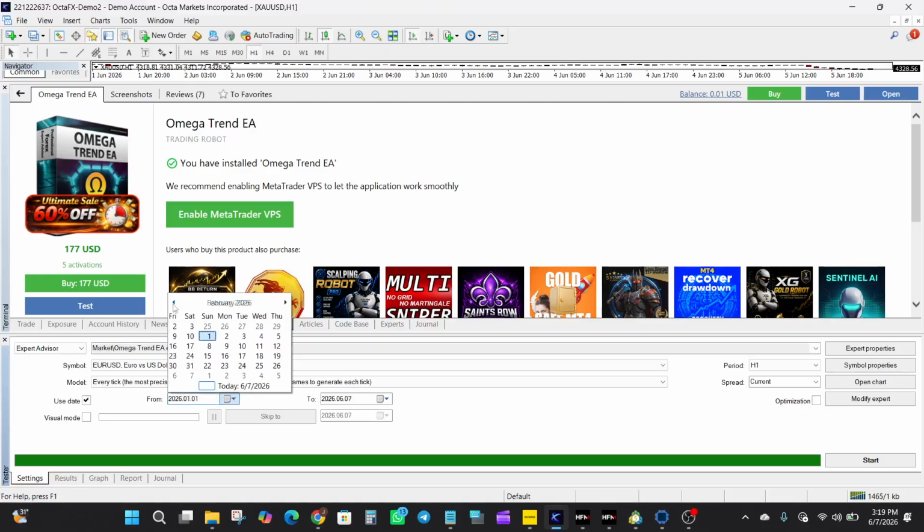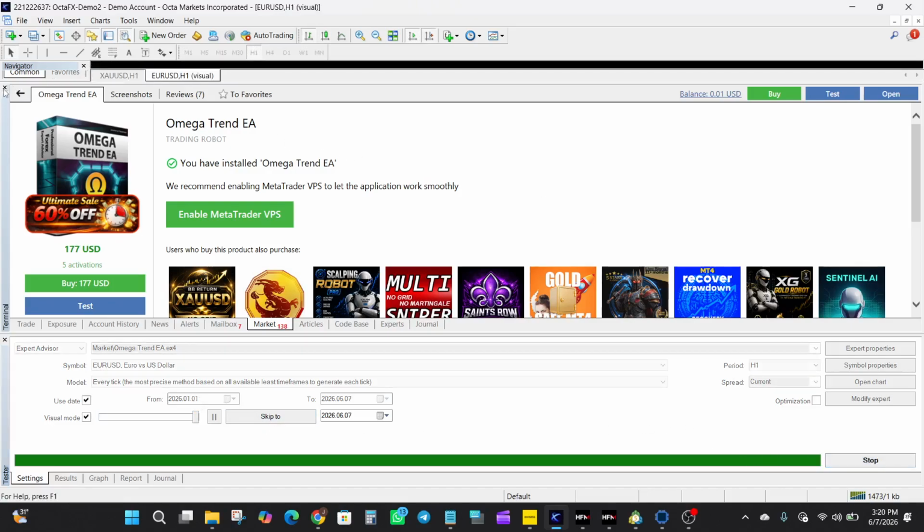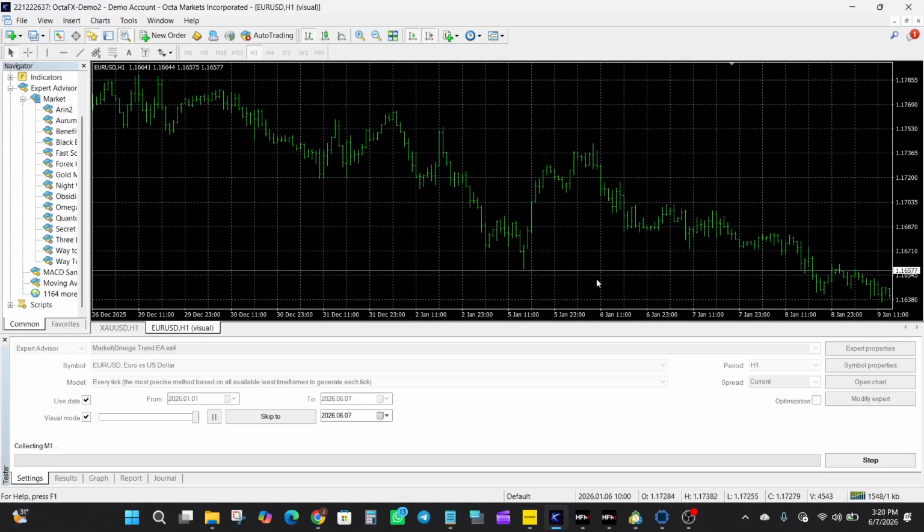I'm going to just take this a bit backwards, maybe to the beginning of the year. All right, and I'm going to turn on the visual mode. Let's just see the EA in action. Just going to increase this a bit.